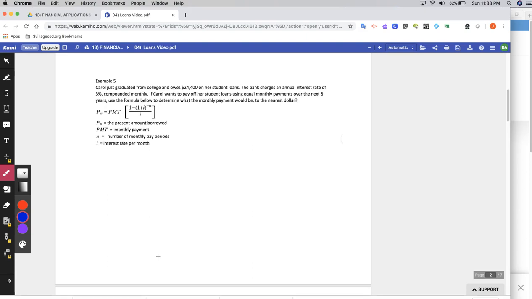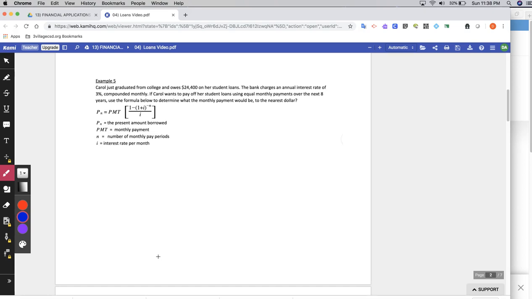If you look at this, it says that Carol just graduated from college and owes $24,400 on her student loans. The bank charges an annual interest rate of 3%, compounded monthly. If Carol wants to pay off her student loans using equal monthly payments over the next 8 years, use the formula below to determine what the monthly payment would be to the nearest dollar.